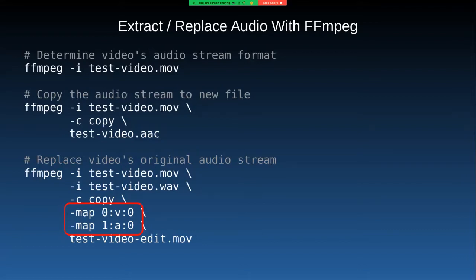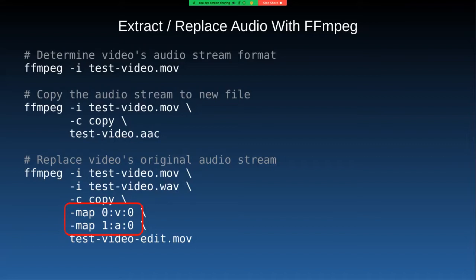The numbers in here are zero-based indexes. So on that first line, 0v0, that is the first index of the input file, so that's the movie file. It's going to take the video out, and then write it to the first video stream that it can in the container, the test demo -edit movie.